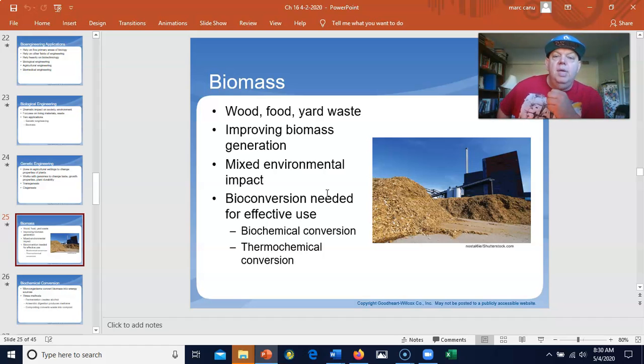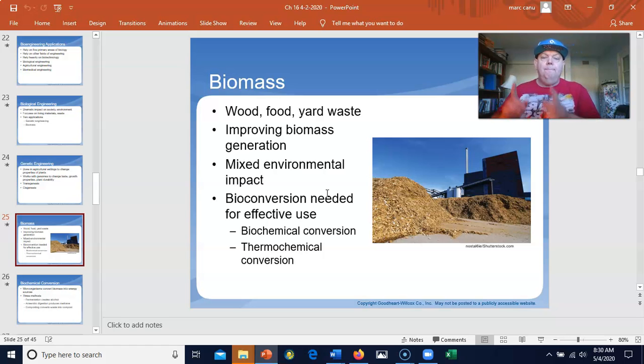Biomass. If we look at what biomass is, you could look at wood, food, and yard waste. Okay, and we do generate a lot of food waste and yard waste. Think lawnmower clippings. When the gardener comes in and they trim the bushes, all that would be an example of yard waste. Now, we are improving on biomass generation. Okay, that's good. Mixed environmental impact. Typically, when you touch one thing in the environment, it has an effect somewhere else. So there have been good sides and bad sides to this. I'm not going to worry about it too much.